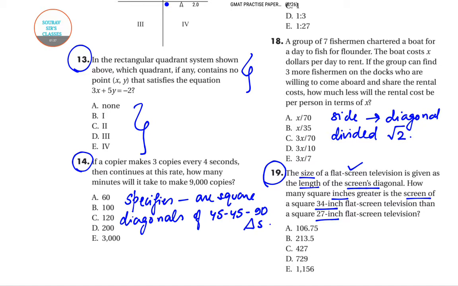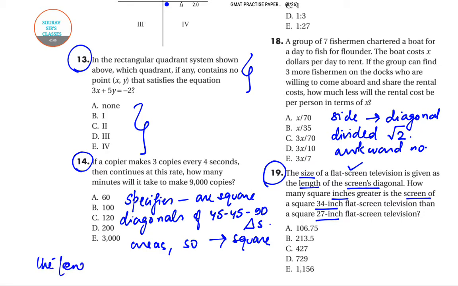root 2. Now this would be an awkward number to deal with, but the question calls for areas, and so you need to square the length of a side. And why do you need to do it? In order to get the area of the screen, thereby removing the square root. We will set up the equation. So let us see what the equation looks like. It looks like something like this.